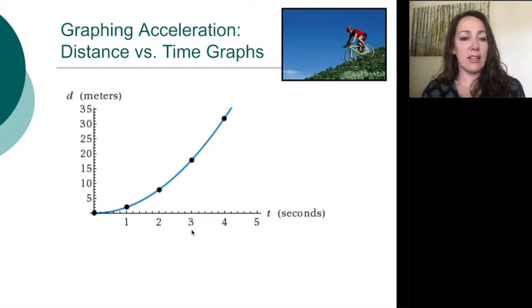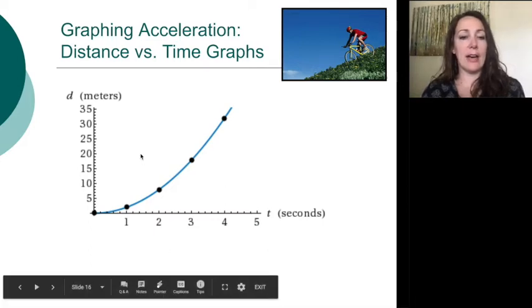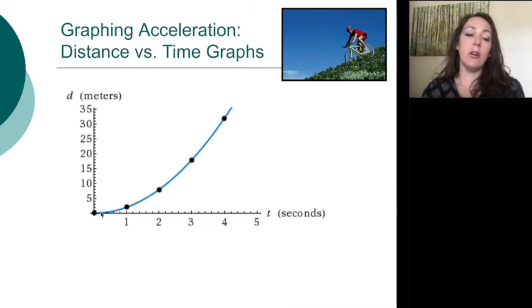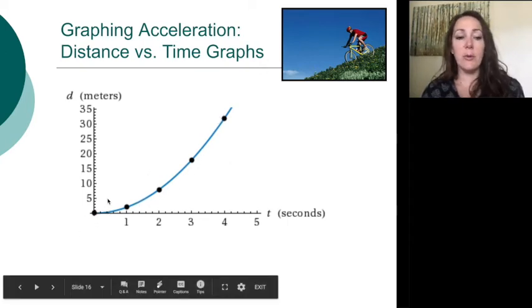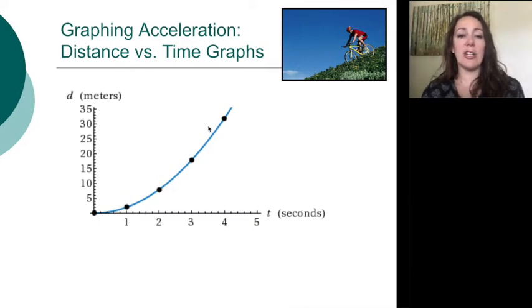So graphing acceleration is a little bit different. You have distance over time here, okay? And if you have a distance over time graph, your acceleration is going to be represented with a curve. So if you had constant speed, you would have a nice straight line. But whenever we're graphing acceleration on a distance versus time graph, you're going to wind up with this very nice little curve.